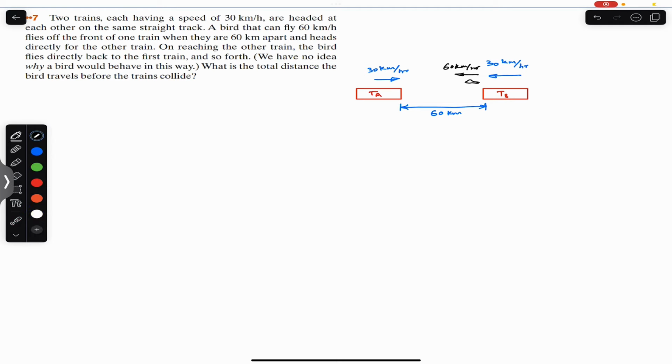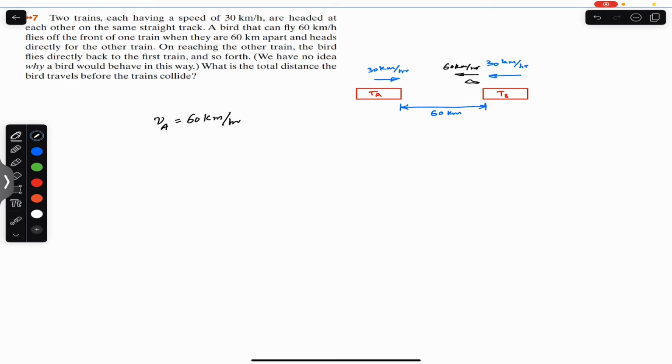So as we can see, both the trains are moving with 30 kilometers per hour and they are approaching each other from the opposite side. So we can say that the approach speed of both the trains is double of this speed. So they are approaching each other with a speed of 60 kilometers per hour. So we can say that the approach velocity of both the trains is 60 kilometers per hour.